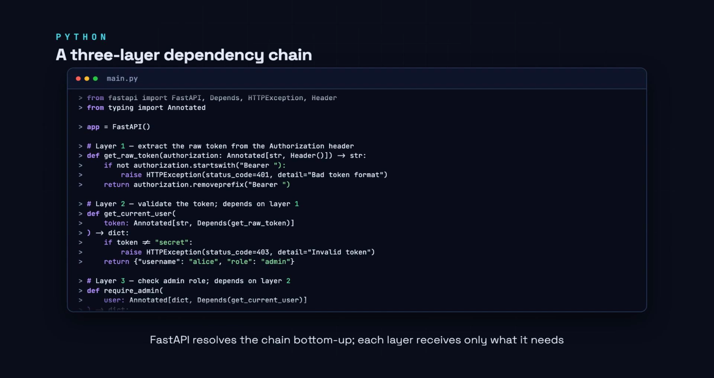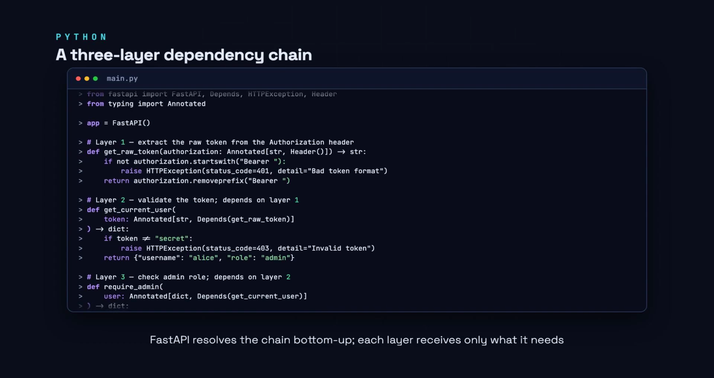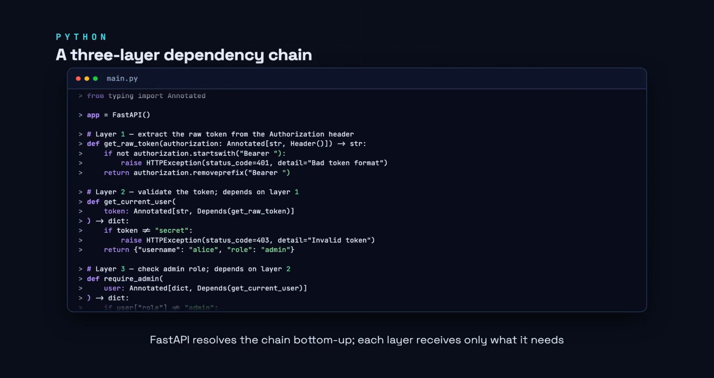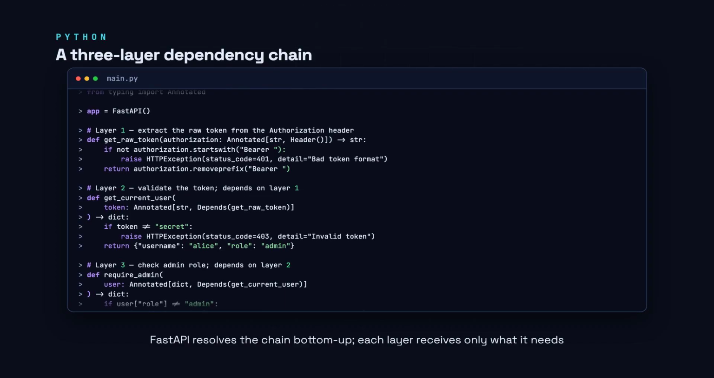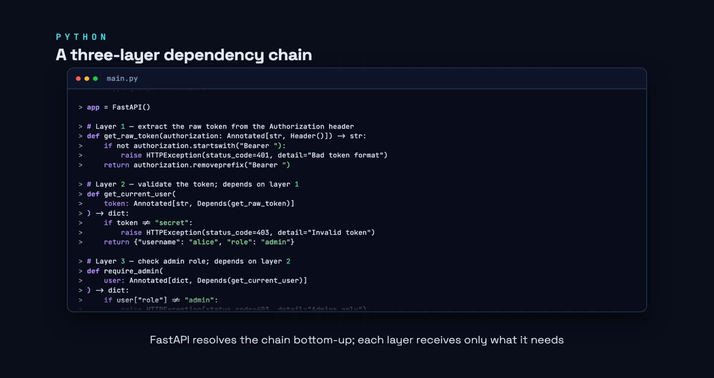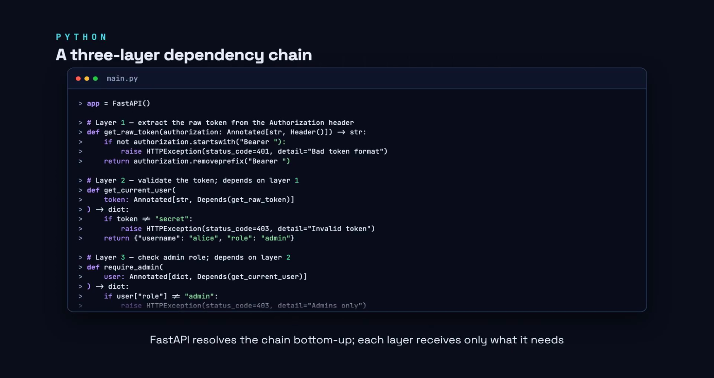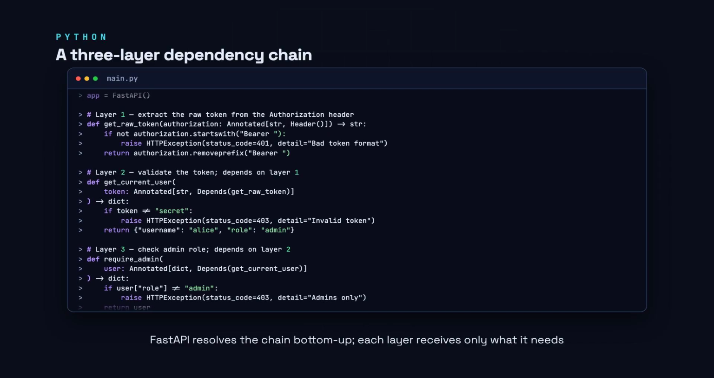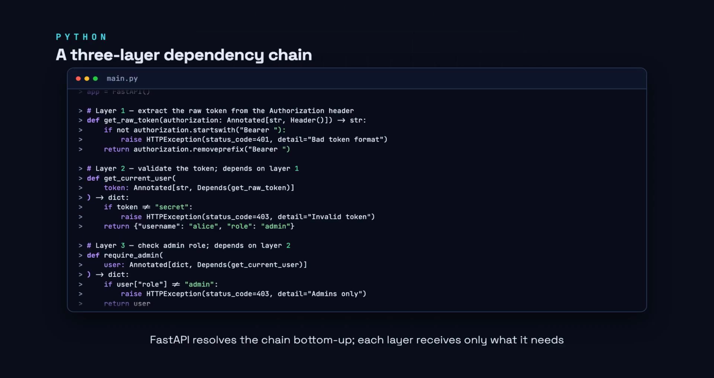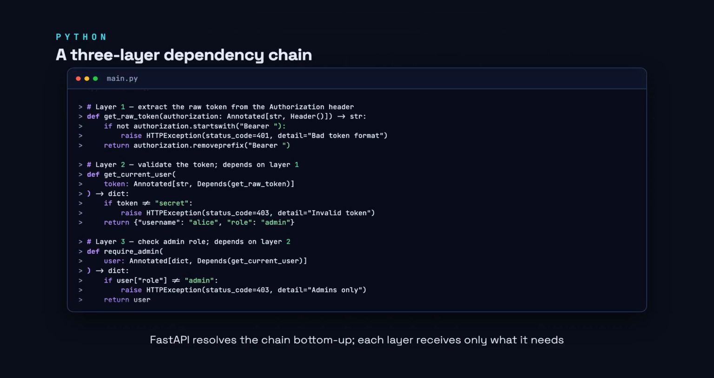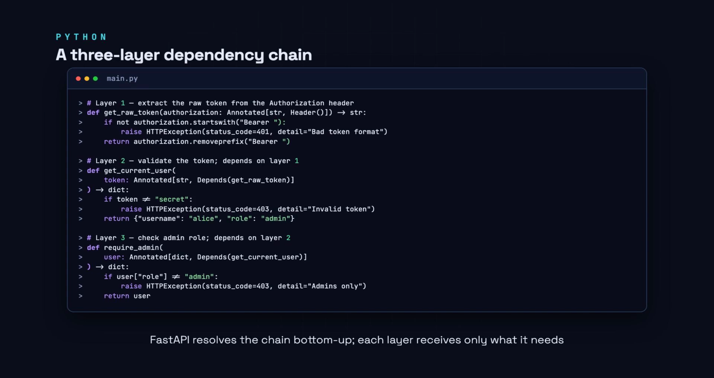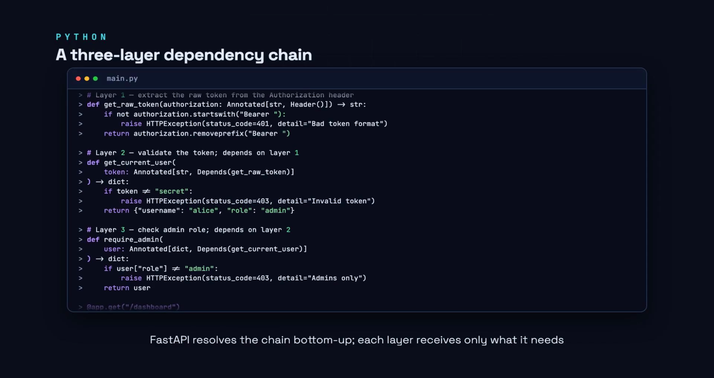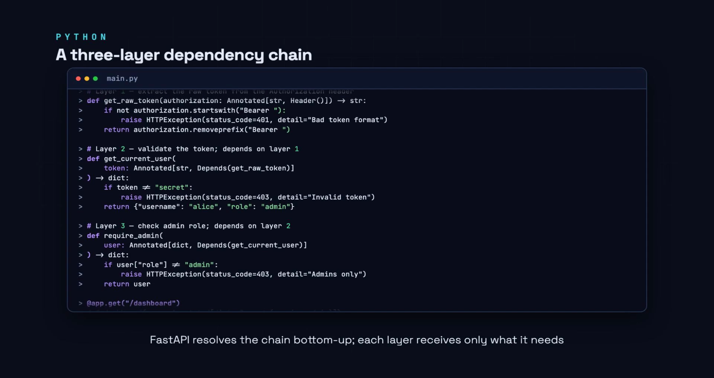The first function, get_raw_token, declares an authorization header parameter using Header and strips the bearer prefix, raising a 401 if the format is wrong. The second function, get_current_user, declares a parameter called token, annotated with Depends of get_raw_token. So FastAPI will call get_raw_token first and pass its return value in. It checks the token value and returns a user dict.